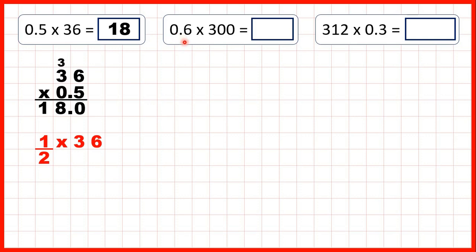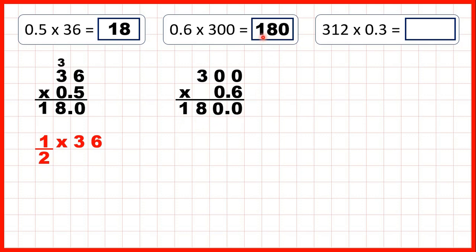Now we have 0.6 times 300, so we can write the 300 on top and the 0.6 below. Again, if there's one decimal place in the question, we need one decimal place in the answer, and now 0 times 6 is 0, 0 times 6 is 0, and 3 times 6 is 18. We don't need a second answer line because we have 0 as our next digit, and anything times 0 is 0. So our answer is 180.0, which we can just write as 180.